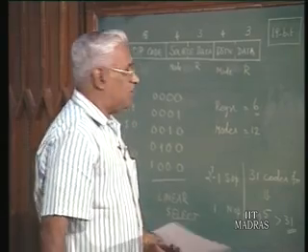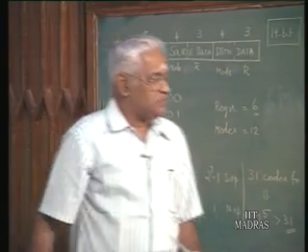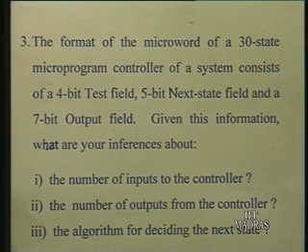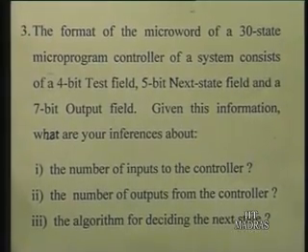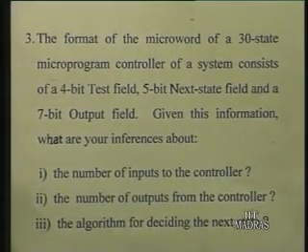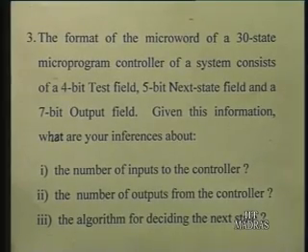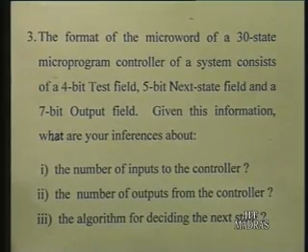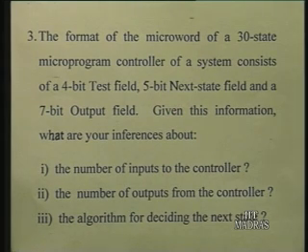Now, this calls for information about, let us see the problem. You have to recall whatever you had done early in the lecture. What is it? Just read the problem. The format of the micro word of a 30 state micro program controller. So, it is back to the controller design and micro programmed controller. So, micro program implementation. Now, this particular format consists of a 4-bit test field.